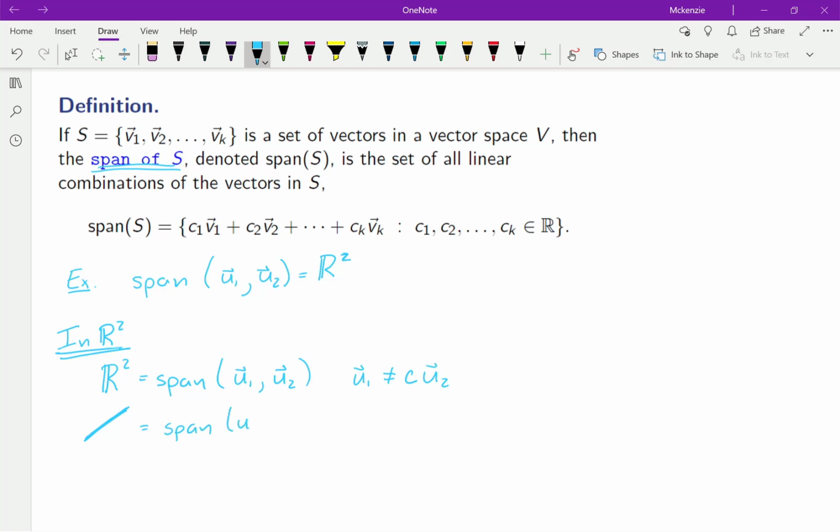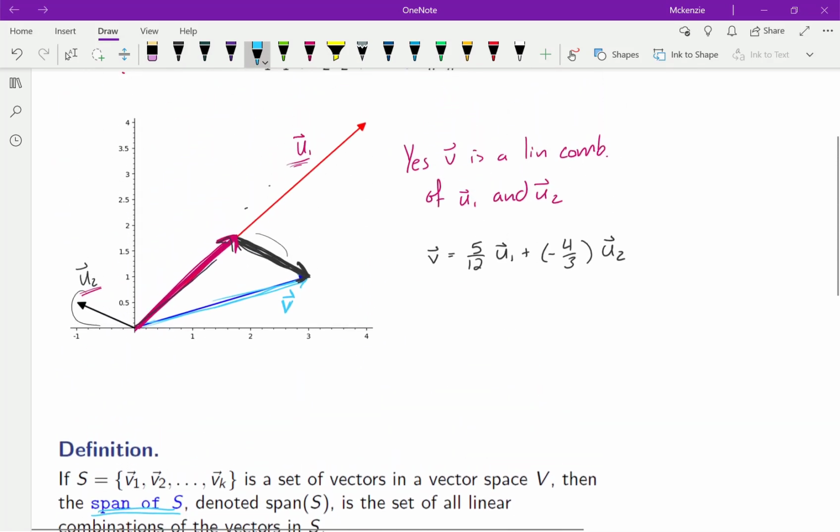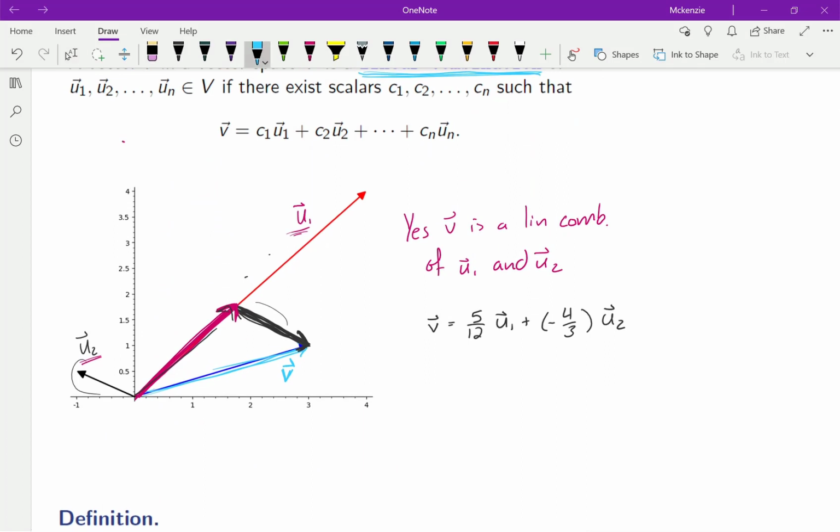we have a line. Right? So, for example, the span, if we just took U1 up here, is everything that's along the line that is U1. Let's do that in pink. Right? So U1 is the vector 4, 4. So everything that's on that line is x comma y, where x equals y. Alright, right? Because this is the y equals x line.